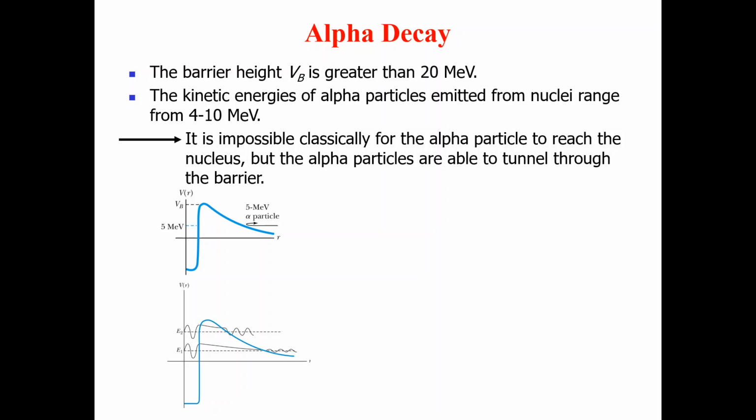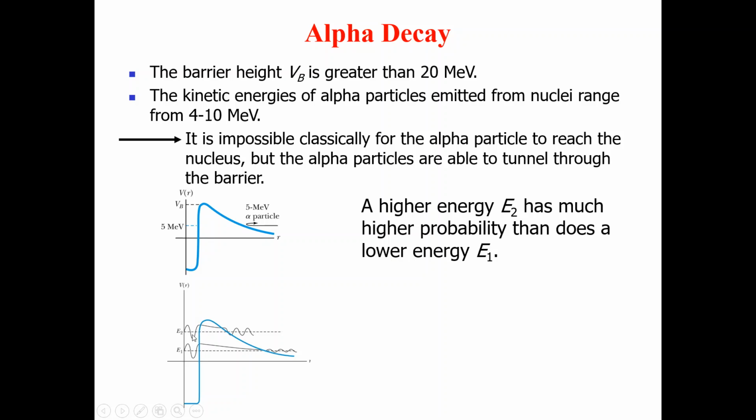So this is something lying between the classical and quantum. Classically, if you look at the barrier, it is impossible for the alpha particle to reach the nucleus, but the alpha particles are able to tunnel through the barriers. The energy is less than what is required to overcome these barriers, but quantum mechanically, we say there is a possibility that the particle may tunnel through these barriers.